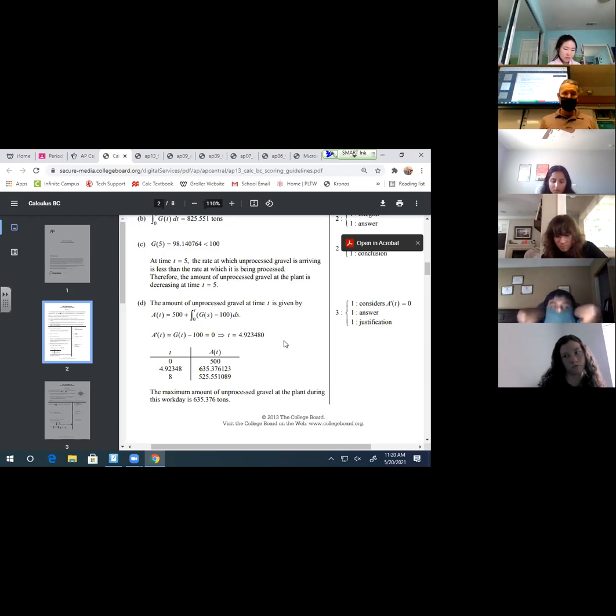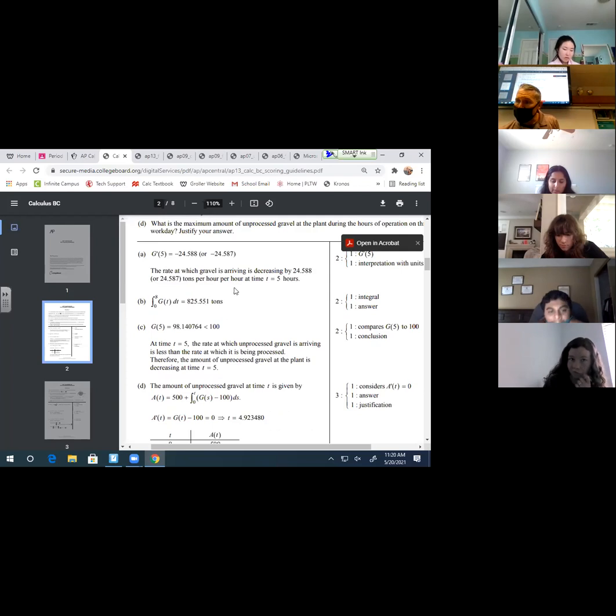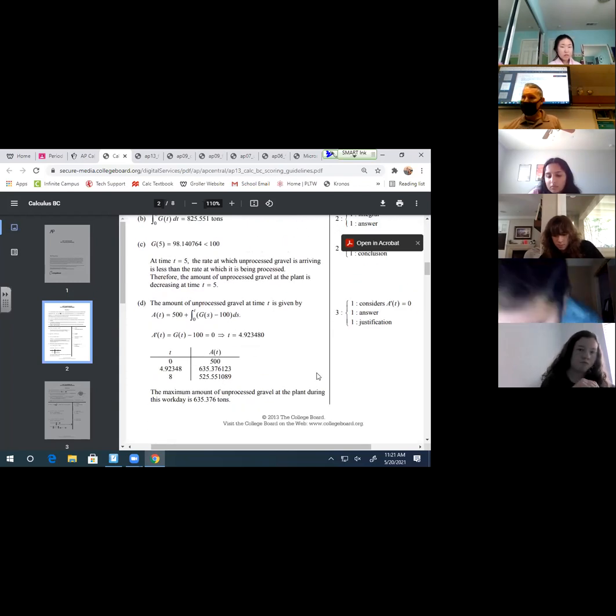So when everything is said and done, the total amount of gravel that came in was 825.551 tons. The total amount that they were able to process was 100 tons per hour for their 8-hour shift, so 800 tons. So of course there's going to be more gravel there at the end of the day, because they got 825 tons in and they were only able to process 800 tons worth. So that's what this is representing in this problem.